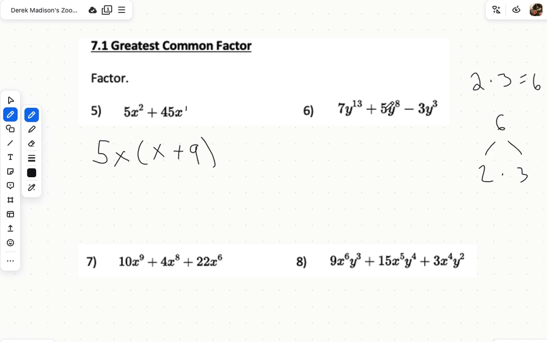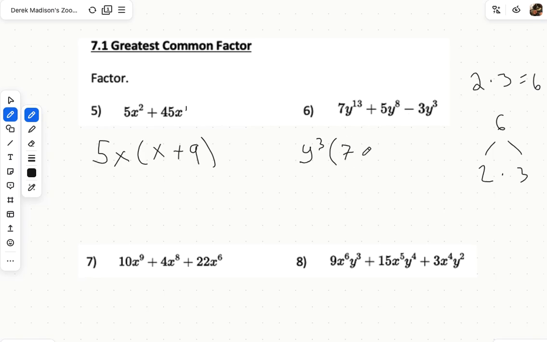So here we got 7, 5, and 3. There is no number, those are all primes, so there's nothing that divides into all of them, so there isn't a numerical greatest common factor for this one. But with the exponents 13, 8, and 3, I can take out the smallest power, which would be 3, and I'm just going to have this exact thing, but with all of these exponents as 3 less.